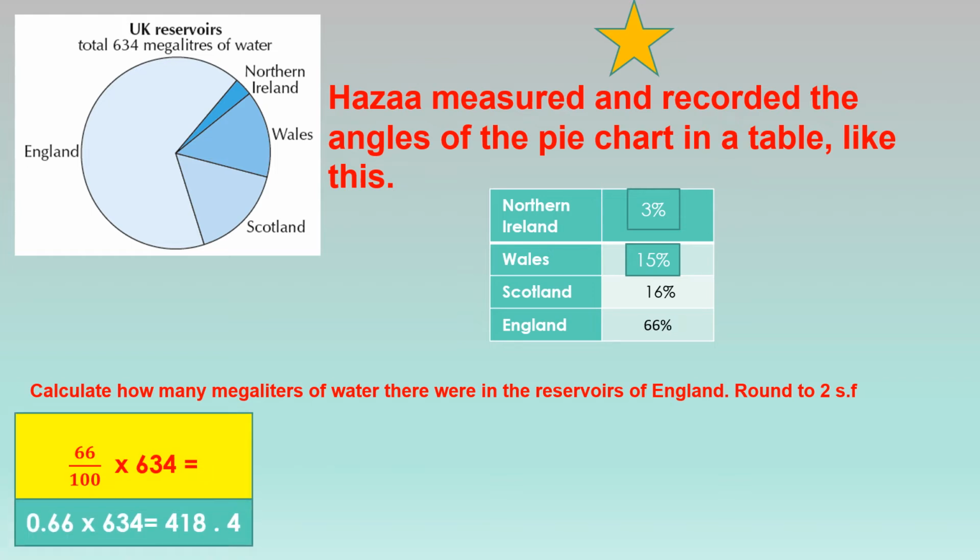And then you will multiply it by the total number as usual, which is 634. We got this answer. To round it to two significant figures, we will get 420. So both of them, the students who wrote it as angles and the students who used percentage, both of them got the same results.